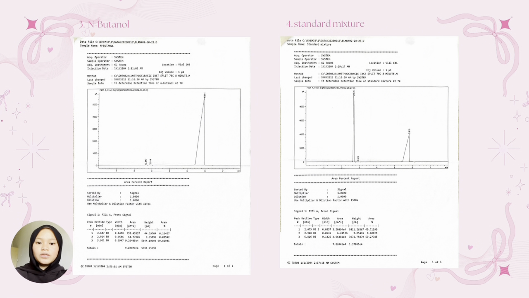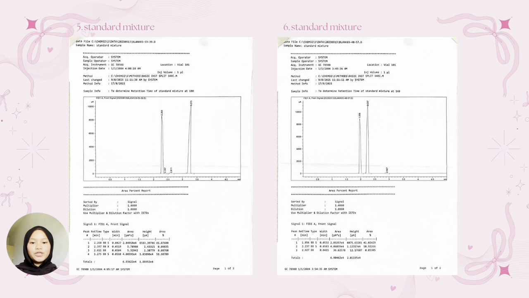For the standard mixture at 70 Celsius, two major peaks were observed. The first peak appeared at 2.675 minutes, representing 2-propanol, while the second peak appeared at 5.816 minutes, representing n-butanol. The two peaks were well separated, showing good chromatographic resolution.